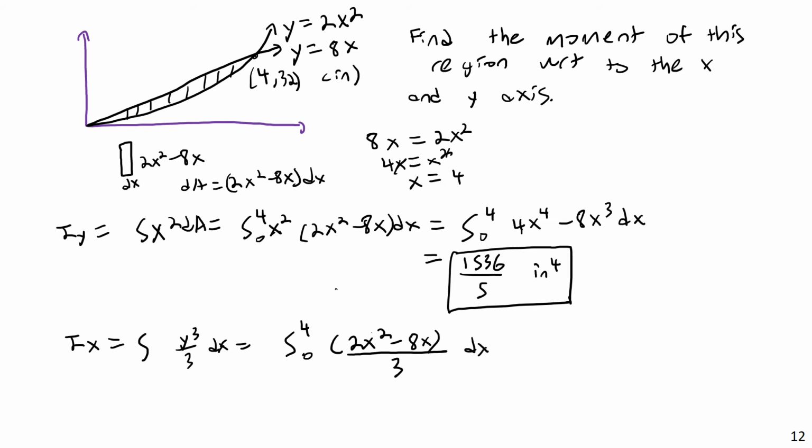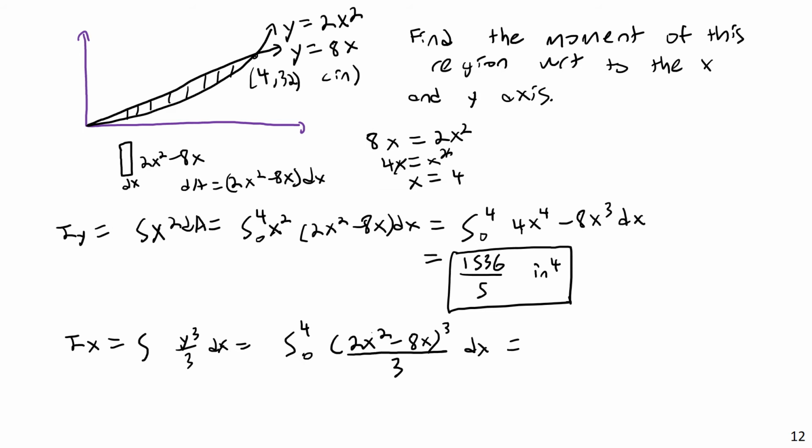So 2x squared minus 8x, to the third power, divided by 3, evaluated from 0 to 4. I can throw this into my calculator. So 2x squared minus 8x to the third power divided by 3, and then integrate this with respect to x from 0 to 4.